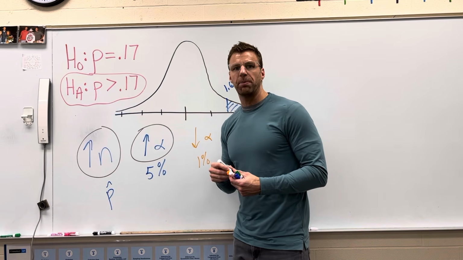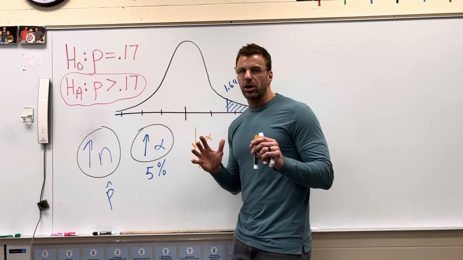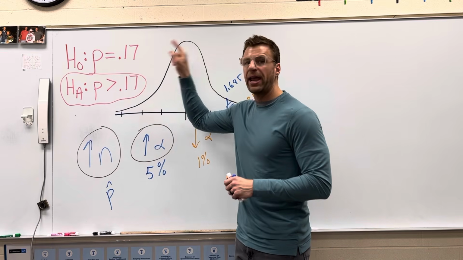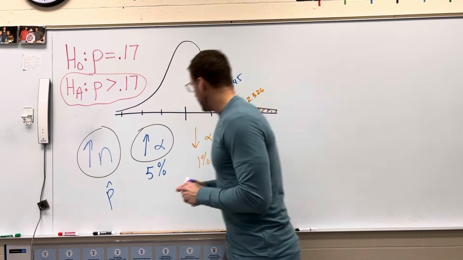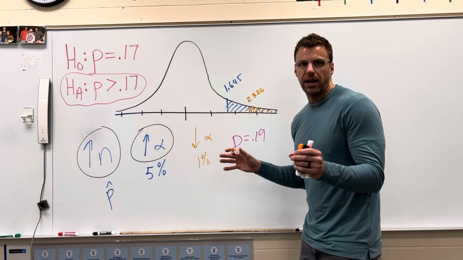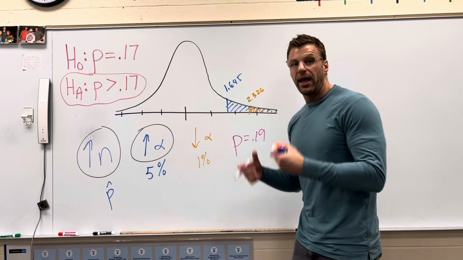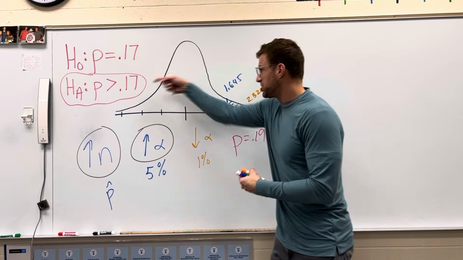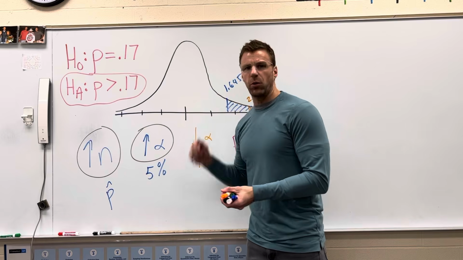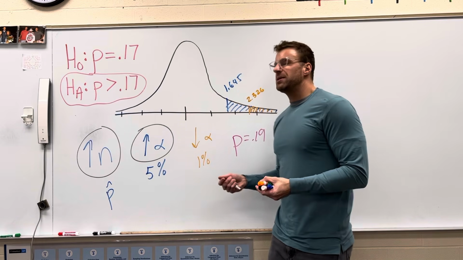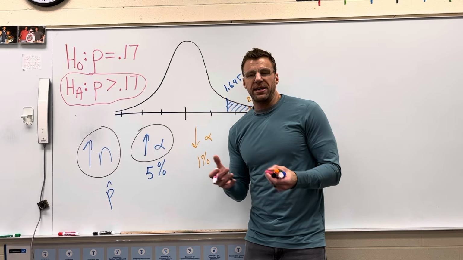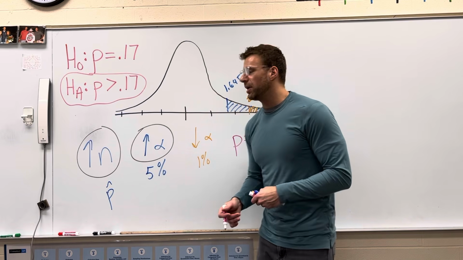One more way we could get more power is this. Now, this is kind of out of our control, but it does make sense. And that is if the truth is way more than 17%. For example, let's say that the truth is 19%. No doubt about it, 19% is greater than 17%. And if the truth is 19%, which is greater than 17%, I hope we would reject the null and go with the alternative. But the problem is 19% is only a little bit more than 17%, so it might not be so easy for me to see in a sample.